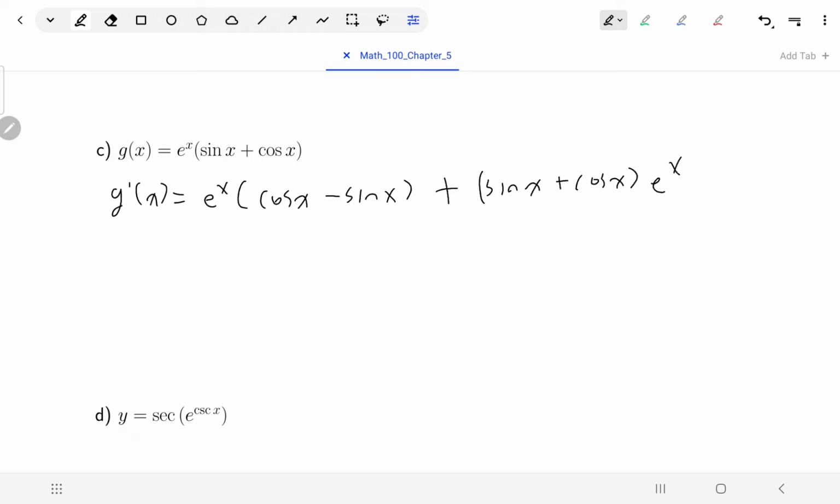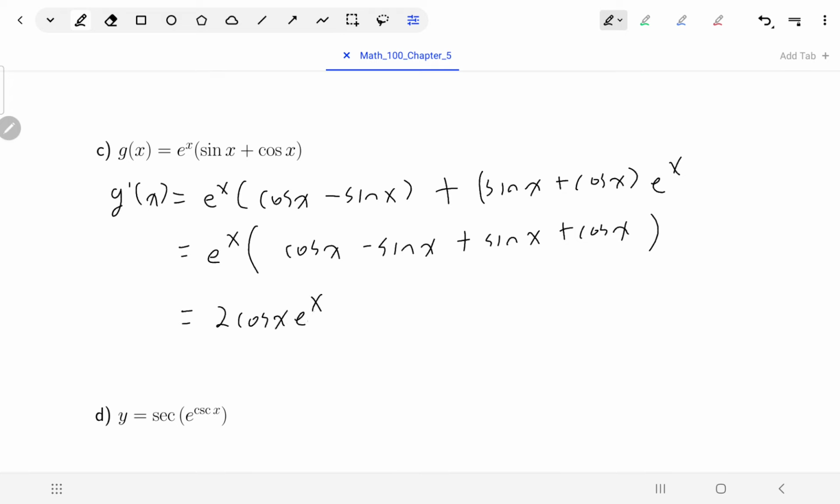And again, I've got two really big terms here, and both of them involve e to the x as a factor, so I can take e to the x out. And then what will I have left? I have a cos x minus a sine x plus a sine x and plus a cosine x. All that cleans up to give me 2 cosine x. So I get 2 cosine x e to the x as my derivative.